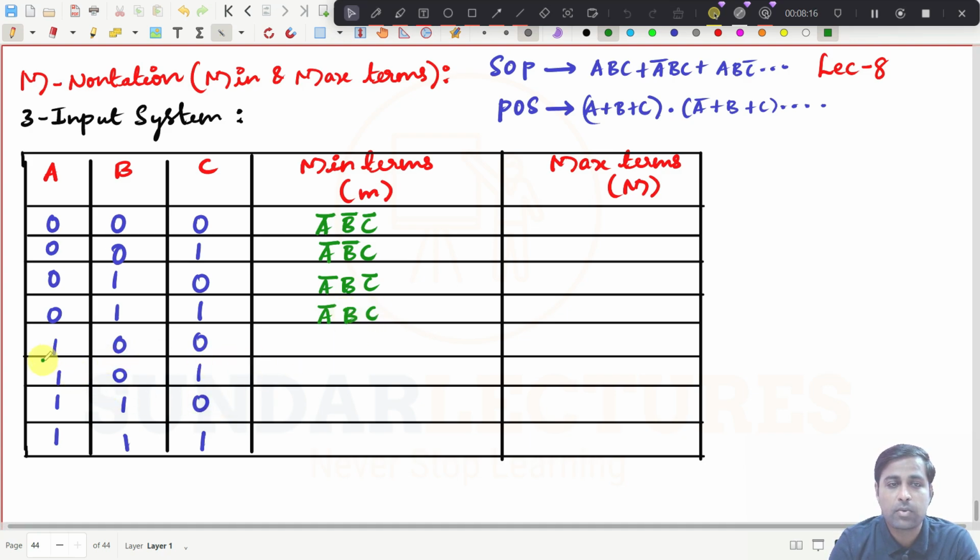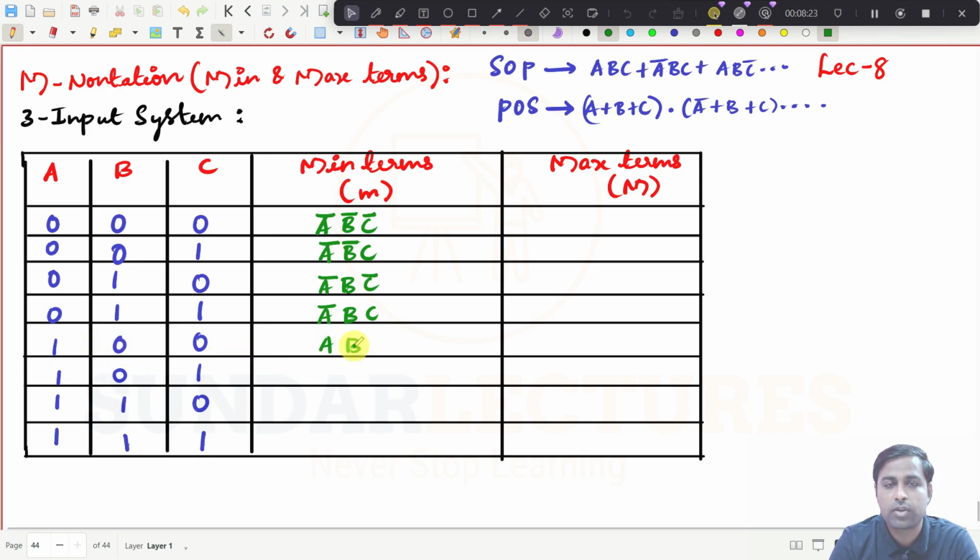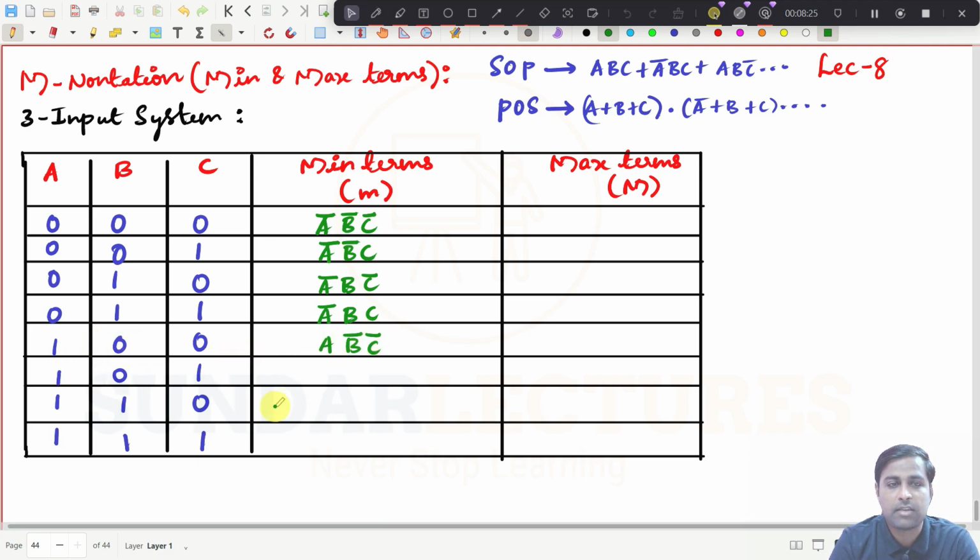And you see here only this term is the whole thing. So B and C have the 0, so it will be B bar and then C bar. Here it is A, B bar, C, and then here it is A, B, C bar, and then here it will be A, B, C. Right? This is the whole idea.